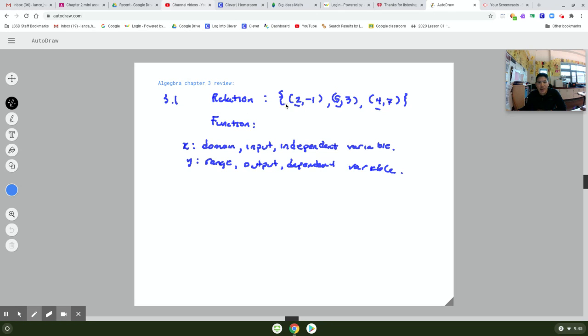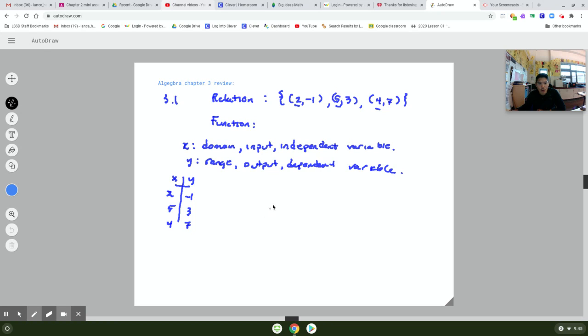And then the different ways to write a relation, you could write a relation like I have here as a set of ordered pairs. You could also write a relation as a table. So I would just make like a T table or a horizontal table. Put in all the x values and y values like this. This is my T table. So 2 and -1, 5, 3, and then lastly 4, 7. You could also make a graph, and then for some relations, not for all relations, you could write an equation.